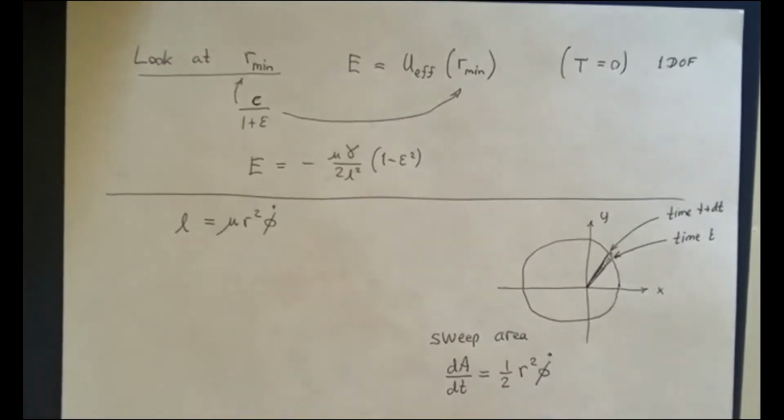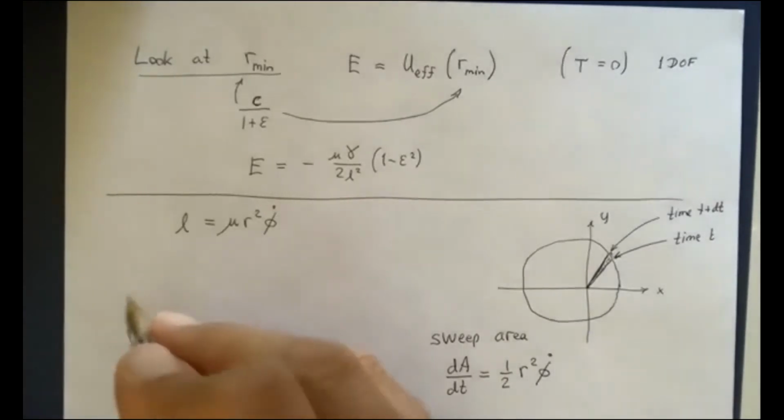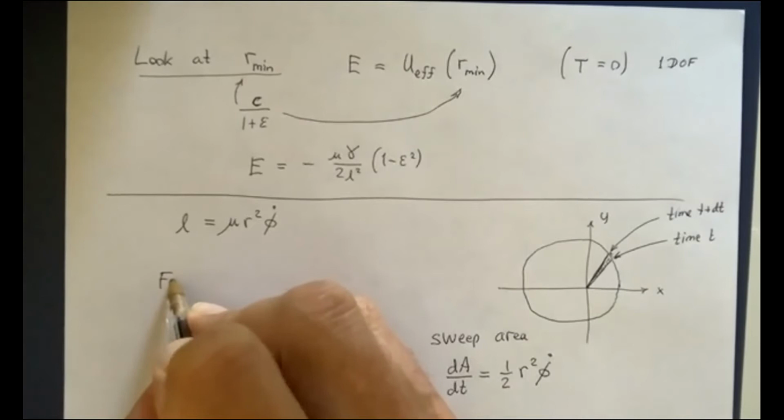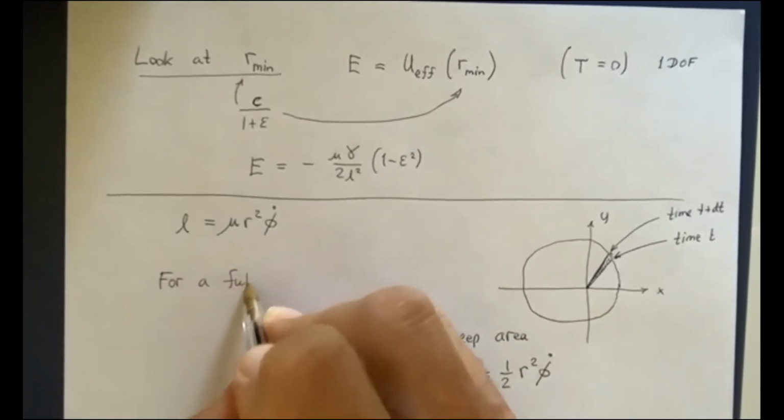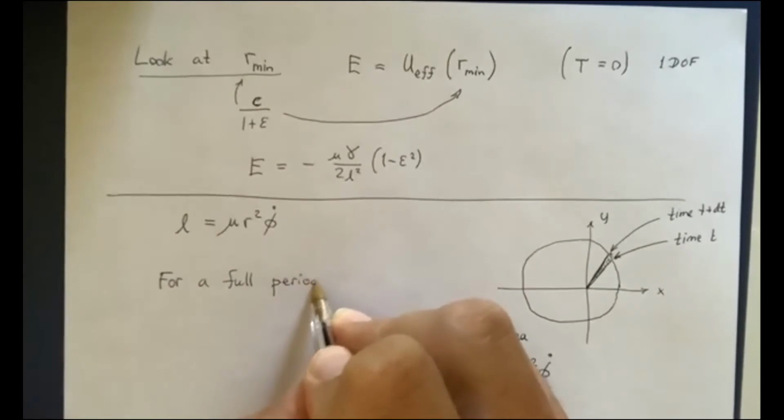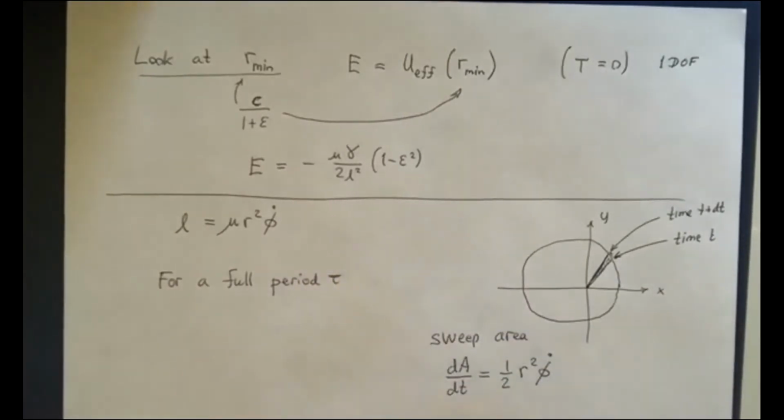So with that in mind, let's continue sweeping area for a full period. So write this for a full period. And the good news is we're going to sweep out the entire ellipse. What's good about this news, the formula for the area of an ellipse is very simple. The perimeter is terrible. If you have a circular orbit, we have a simple formula for the area and a simple formula for the perimeter.